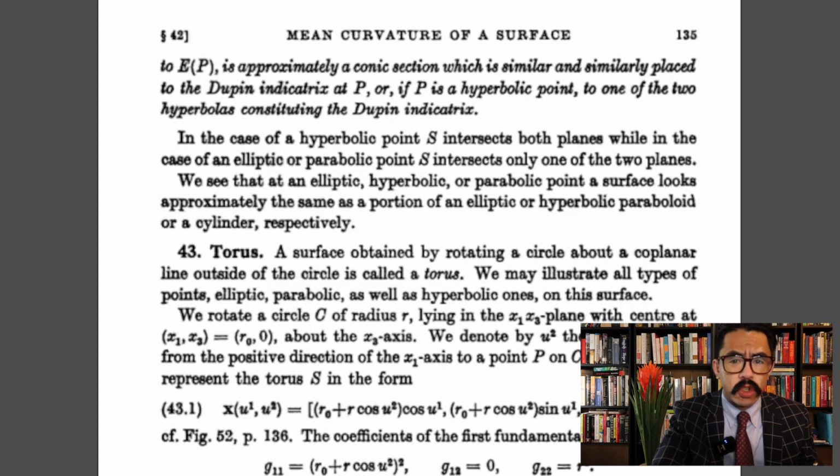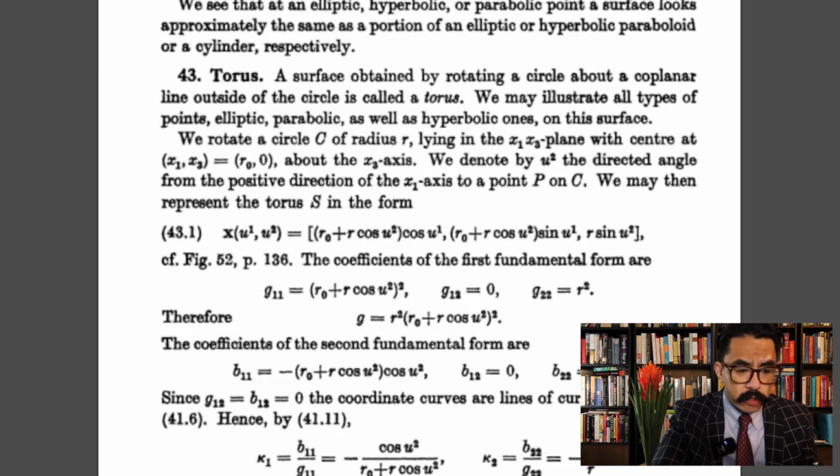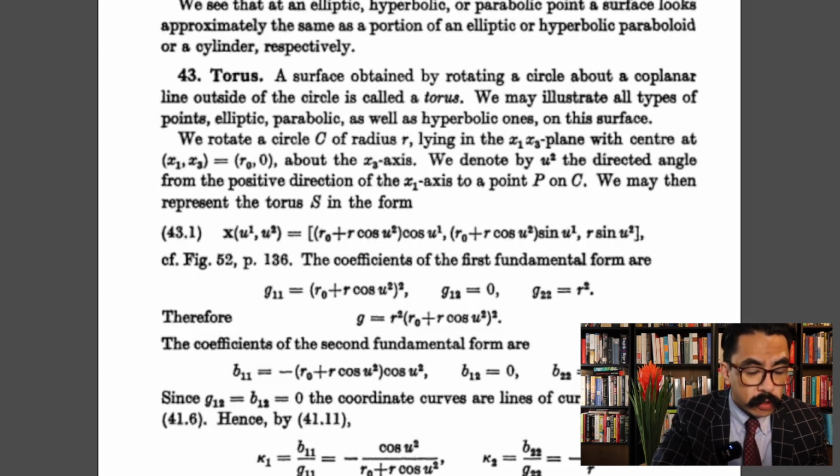Section 43. Torus. A surface obtained by rotating a circle about a coplanar line outside of the circle is called a torus. We may illustrate all types of points, elliptic, parabolic, as well as hyperbolic ones, on this surface. We rotate a circle C of radius r lying in the x1, x3 plane with center at (x1, x3) equal to (r0, 0) about the x3 axis.